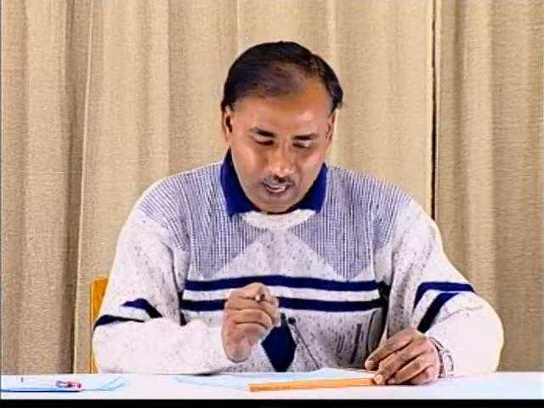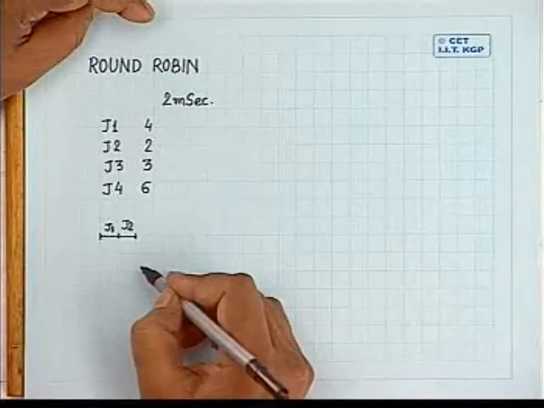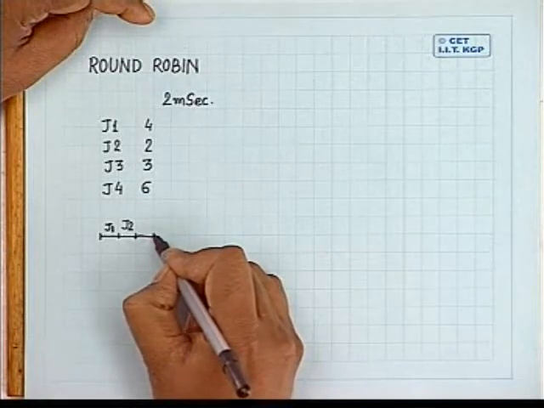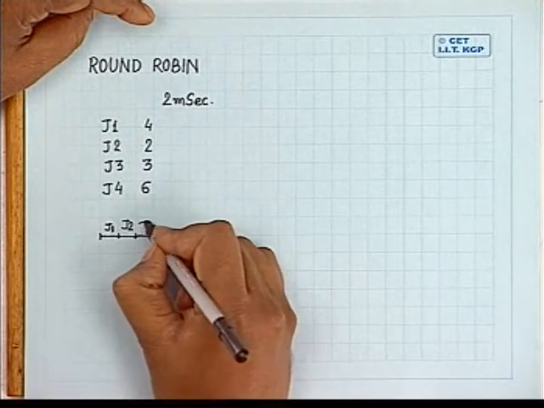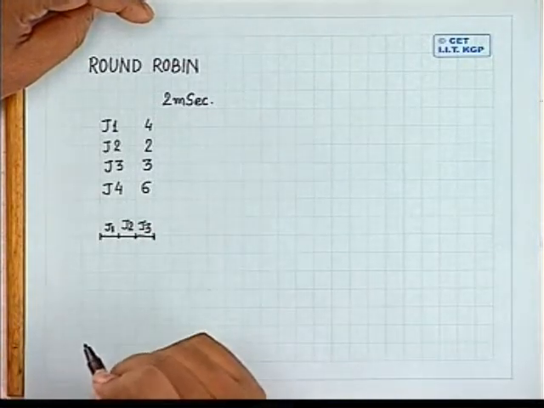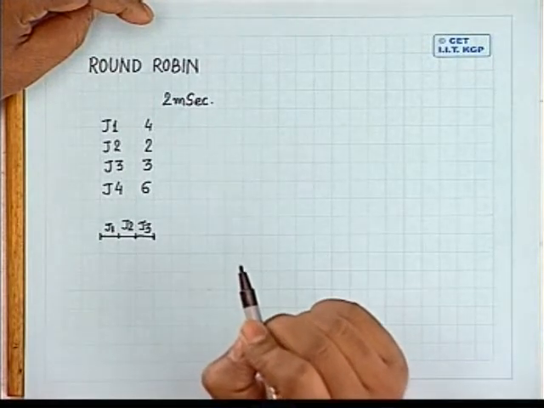And from that IO waiting state, once that IO operation is complete, again it will go back to ready state. Now after that comes job J3, whose CPU burst time requirement is 3 millisecond, but it will be executed for 2 milliseconds. So now you execute job J3 for 2 milliseconds. At the end of these 2 milliseconds, again job J3 will be pushed back into the ready queue for the remaining CPU burst of 1 millisecond.